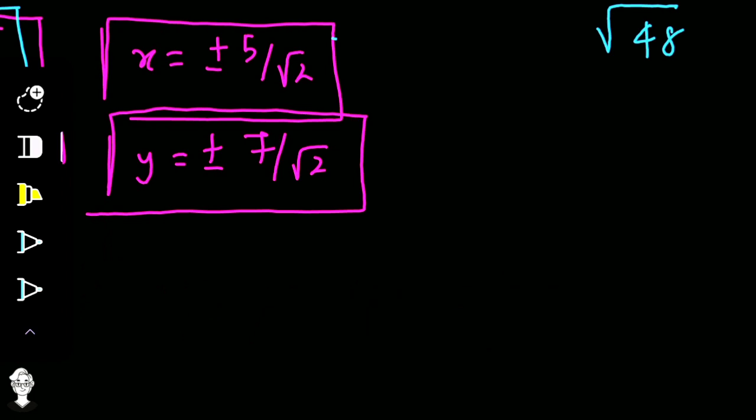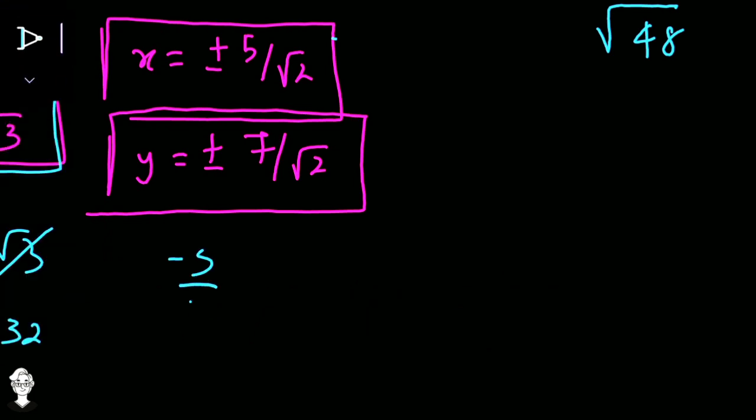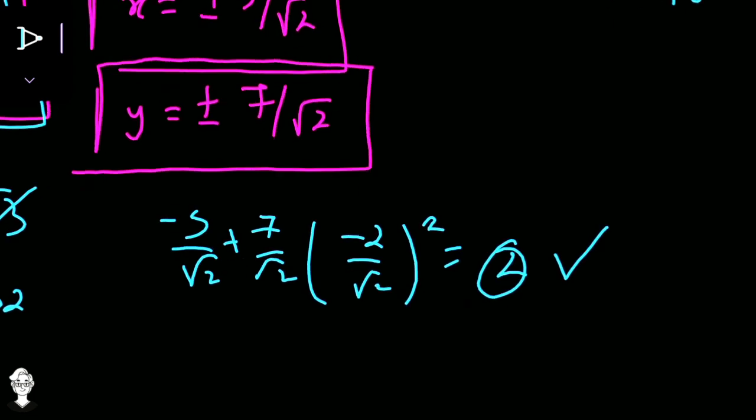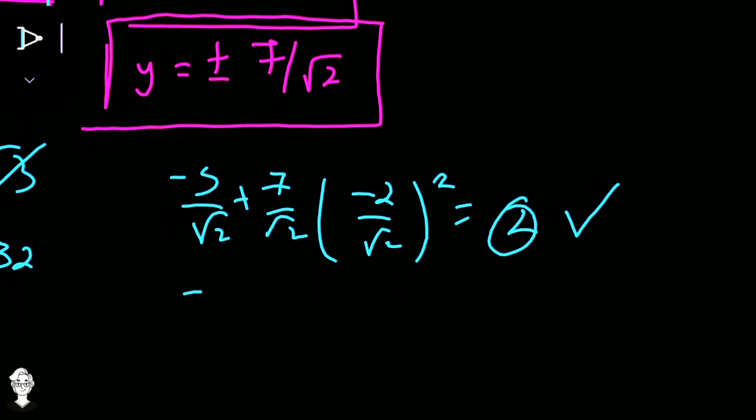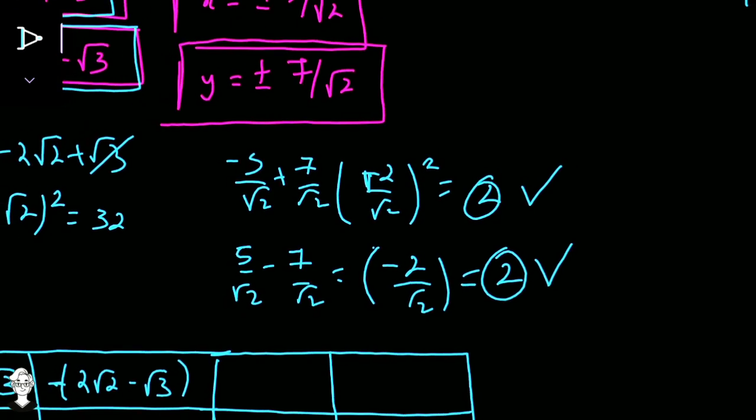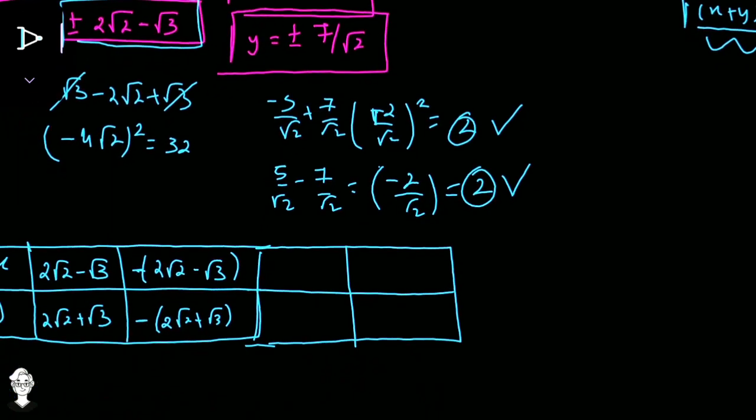Now let me take one negative, one positive. So negative 5 upon square root of 2 plus positive 7 upon square root of 2. So it's 2 upon square root of 2 and its square would be 2. Yes, it's satisfied. Now let us make the 7 one negative. So 5 upon square root of 2 minus 7 upon square root of 2, which is negative 2 upon square root of 2, so again we will get 2. So it's satisfied. And when we keep both of them negative, it will not satisfy.